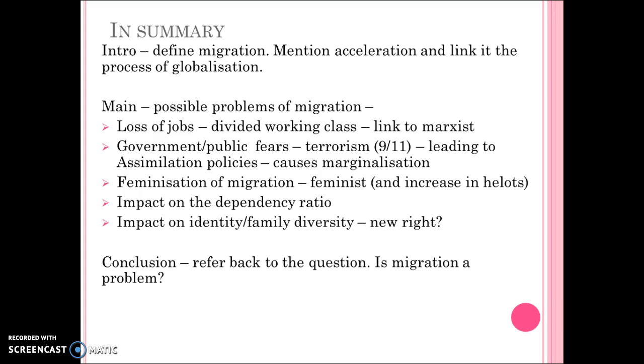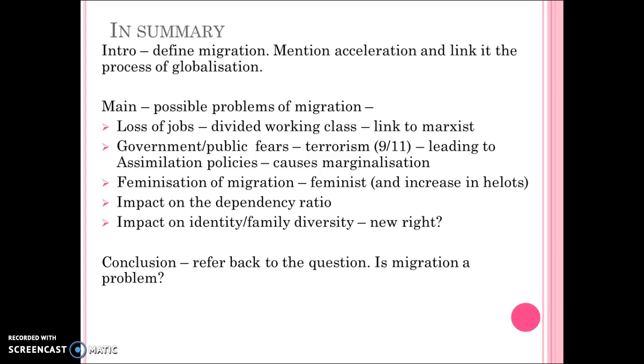And the problem is that it causes marginalisation because it starts to pinpoint that there is an other group, and they become marginalised, and then you can start to bring in the impacts for these marginalised groups being more likely to be susceptible to joining terrorist groups or whatever. You could then start to bring in those fears.